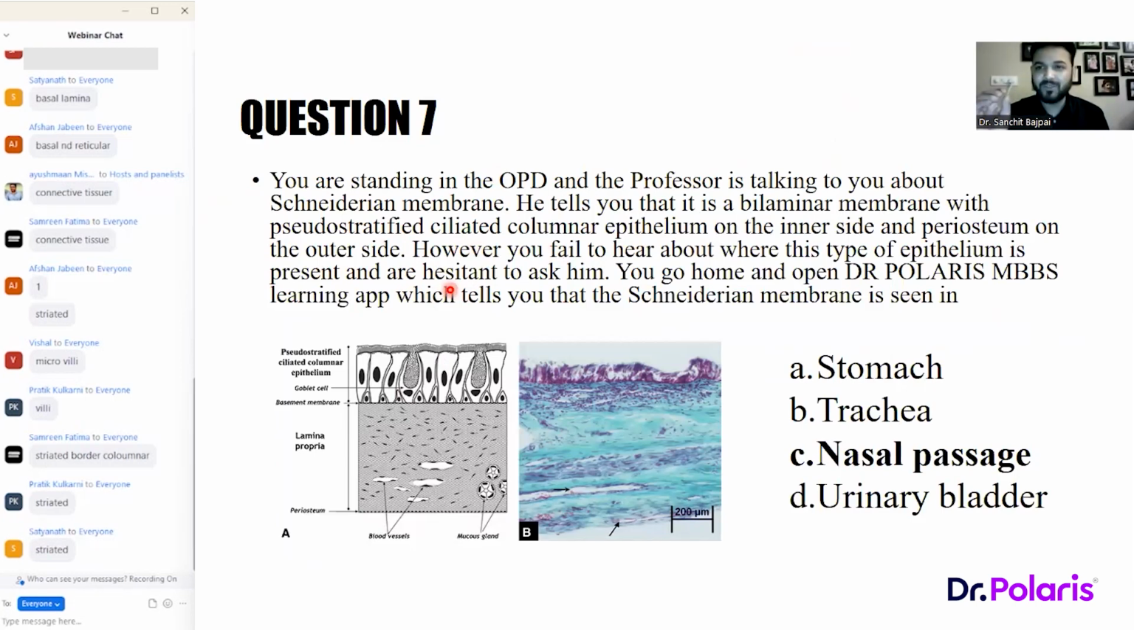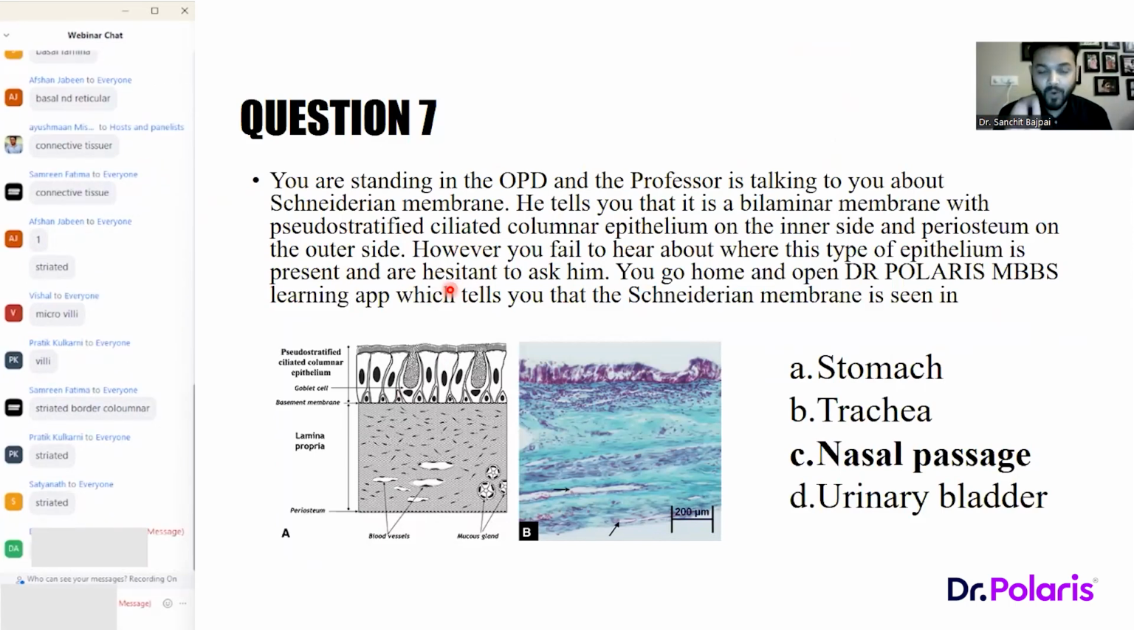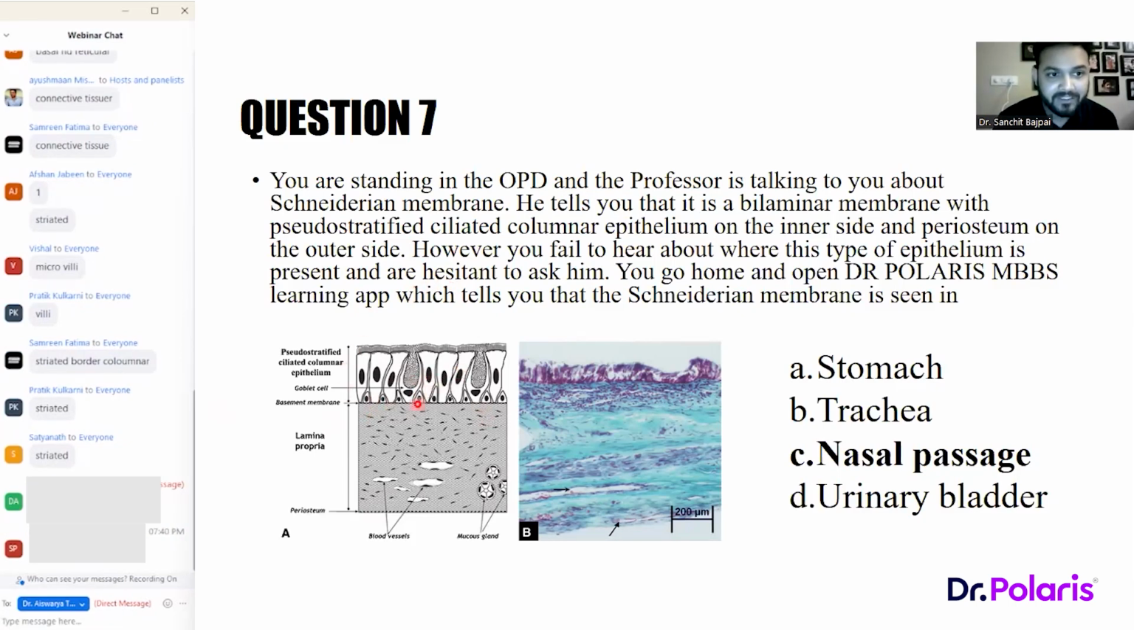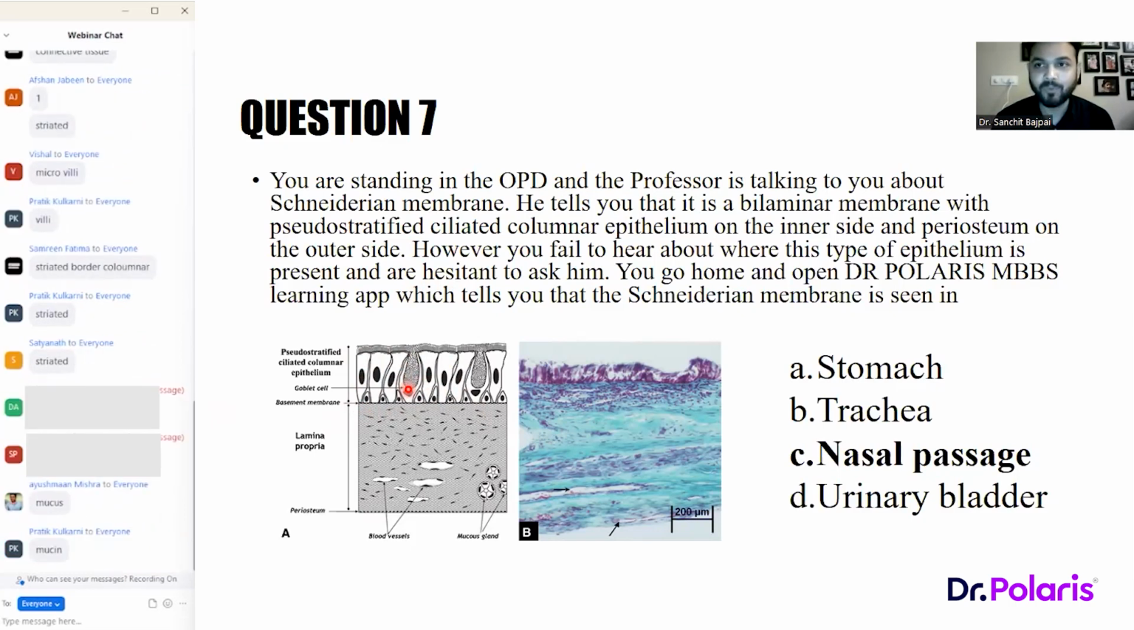So I'm just going to give you a little hint here. Wherever you see this word Schneiderian, always remember nasal passage. This is a particular membrane. Now can you see this epithelium here? This is pseudostratified ciliated columnar epithelium. Now in this I'll get a question: goblet cells secrete what? Goblet cells secrete what?